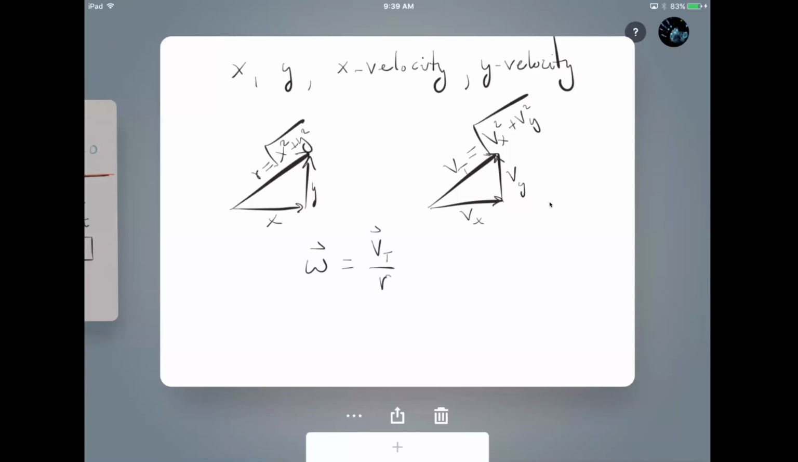Okay. We're also going to look at the angular acceleration. And I'll talk about that in a little bit.